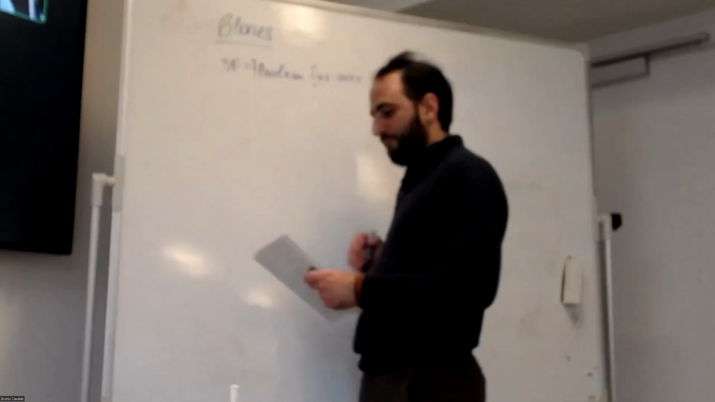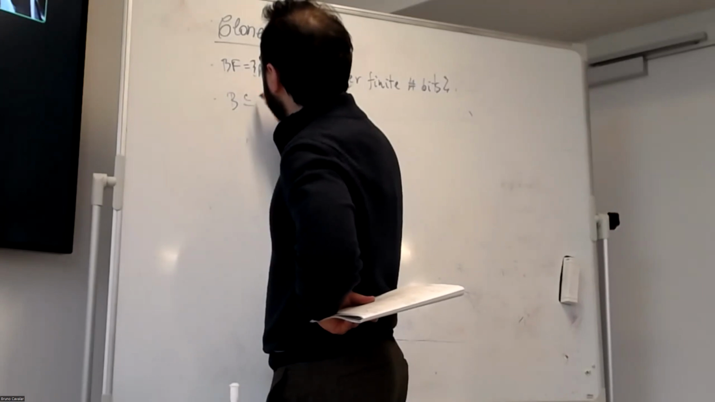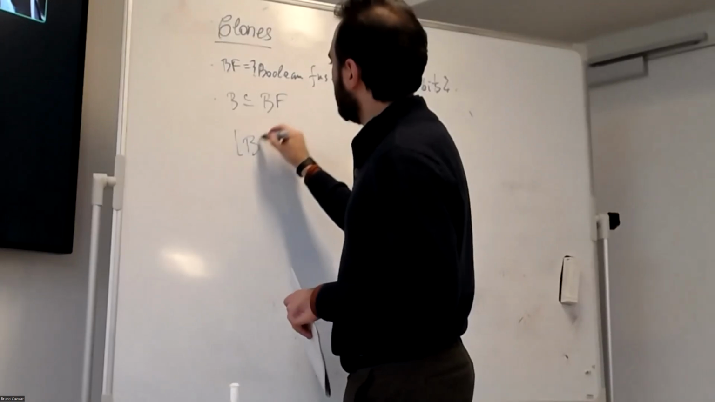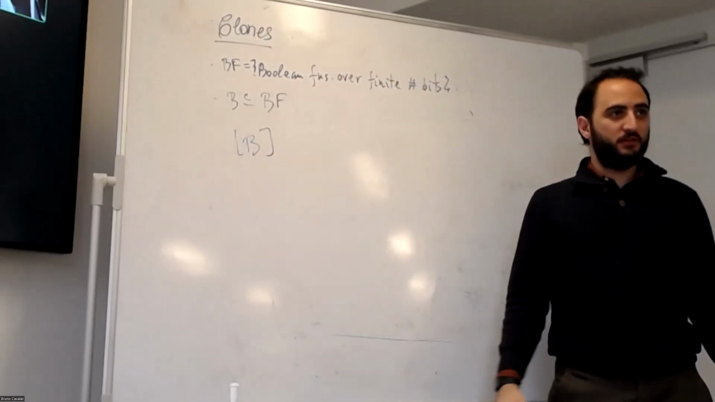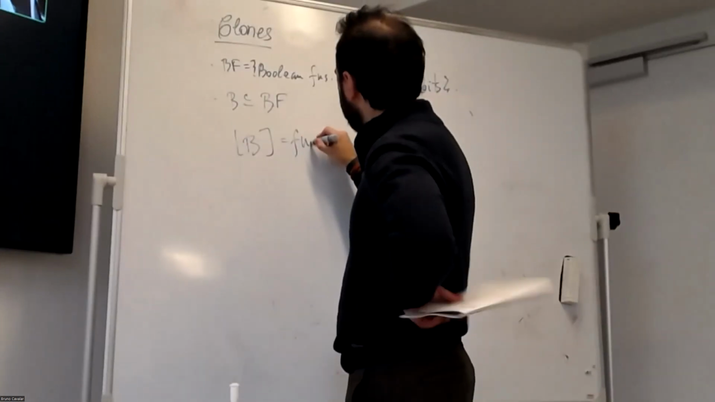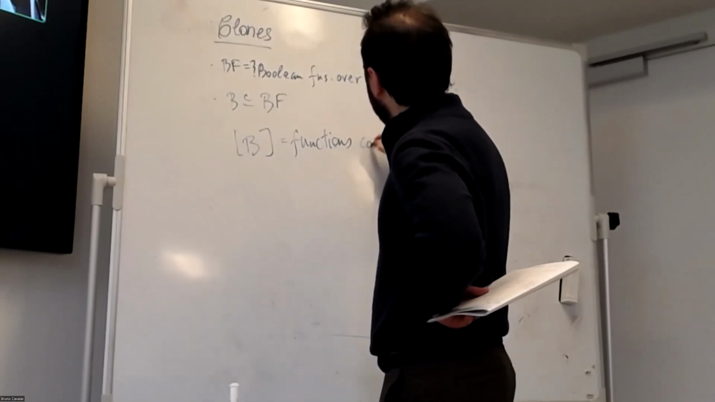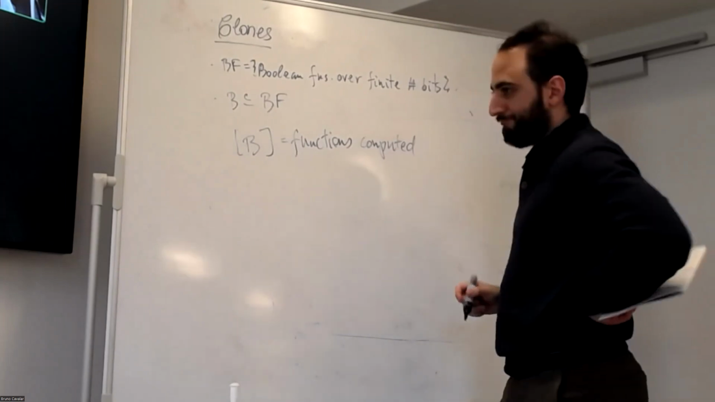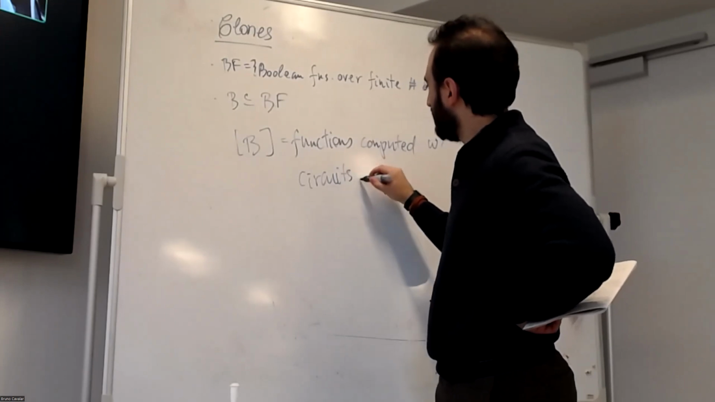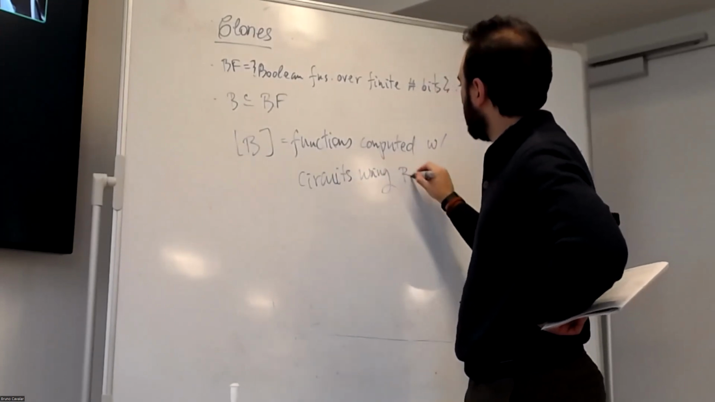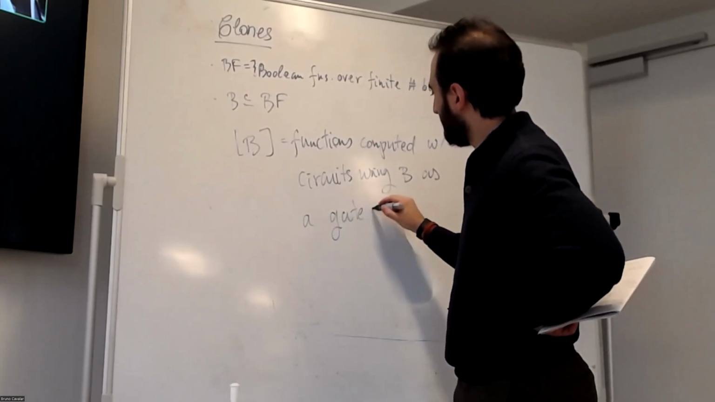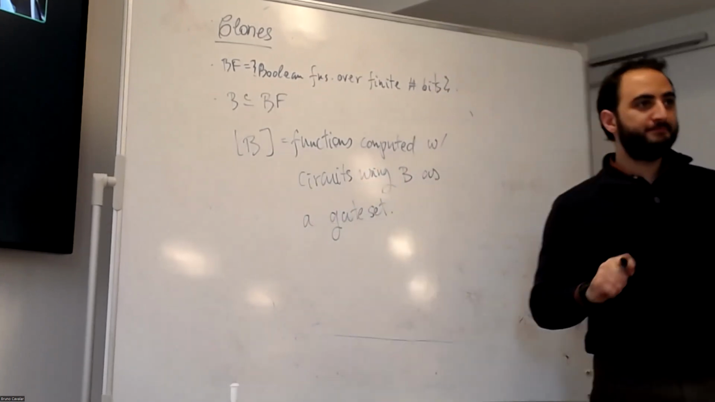an infinite set of functions. And for any B in VF, finite or not, you can define this, which we call a clone or a closure of B, which is all the functions computed with circuits using B as a gate set. Okay.